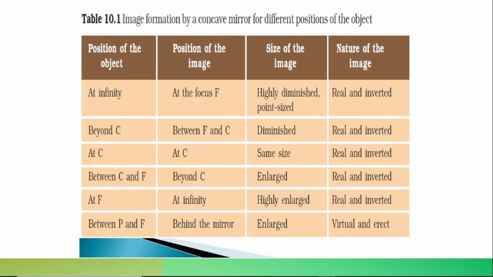Next is between center of curvature and principal focus. If the object is placed between center of curvature and principal focus, then the image will be forming beyond C. So after the center of curvature, but here the image will be enlarged, bigger than the object, real and inverted.